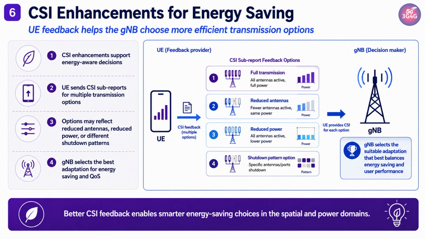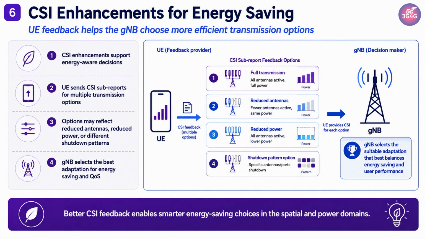For example, one report may correspond to full transmission, where all antennas are active and normal power is used. Another report may correspond to reduced antenna resources. Another may correspond to reduced downlink power. Another may correspond to a specific transmission shutdown pattern. This helps the gNodeB compare different energy saving choices before applying them. The gNodeB can then choose an adaptation that balances energy saving with the required user performance.